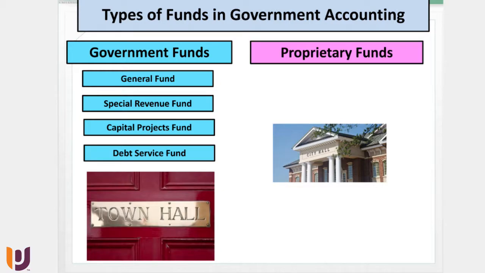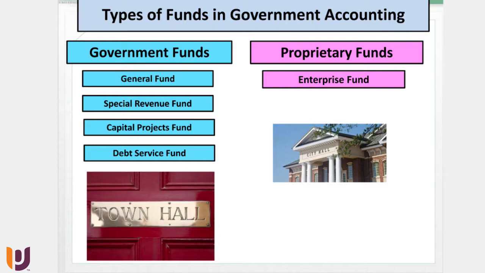The second classification is the proprietary fund. Proprietary funds account for activities of the government where a user charge is assessed. There are two types. First is the enterprise fund. An enterprise fund sells services like a business. An example is a golf course owned by a town.